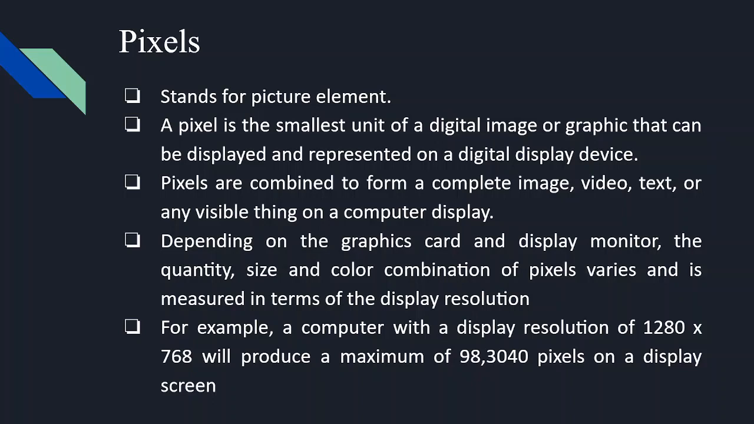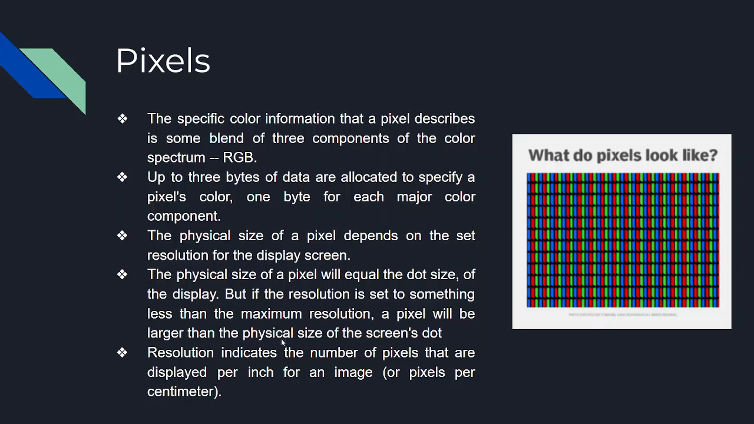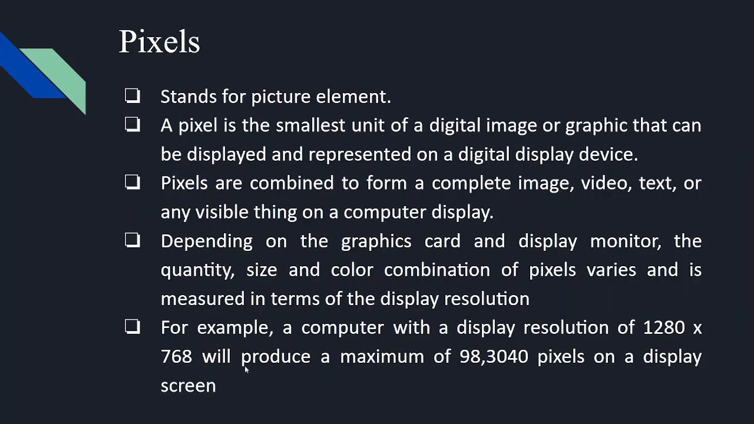Depending on the graphic card and display monitor, the size, the quantity and the color combination vary. Pixels can be available in three colors, red, blue and green, the RGB channel, that is what we say. So this color, size and quantity depend on the graphic card and the display monitor of the display devices, and it is measured in terms of display resolution. For example, a display resolution of 1280 into 768 will produce a maximum of this many pixels on the display screen.